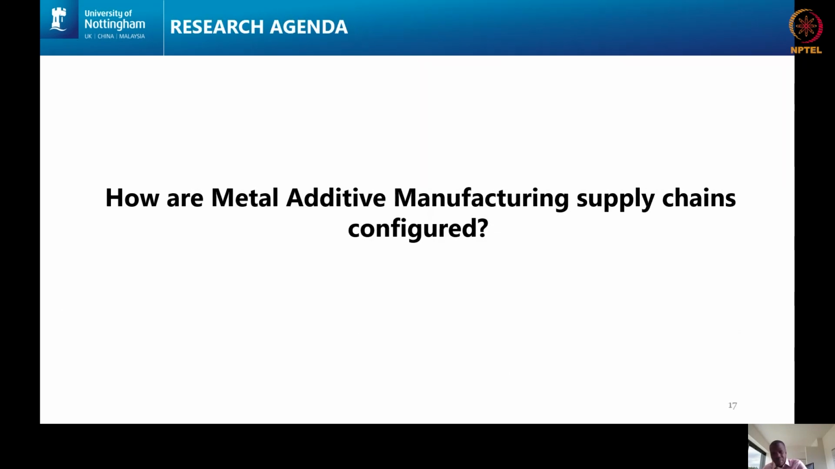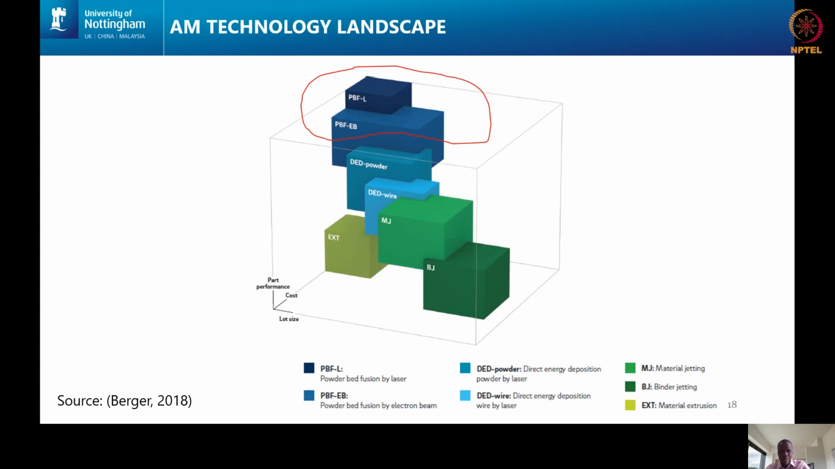So over the past couple of years, we've been interested in understanding the configuration of additive manufacturing supply chains, what is actually going on. So this is the research question that has driven our inquiry, and in this particular case, focusing on metal additive manufacturing supply chains. So how are metal additive manufacturing supply chains configured? And to answer this question, it's very important to understand the process landscape of additive manufacturing.